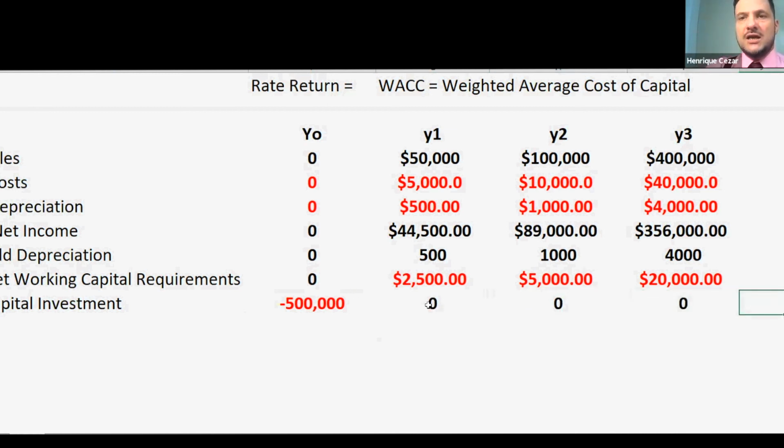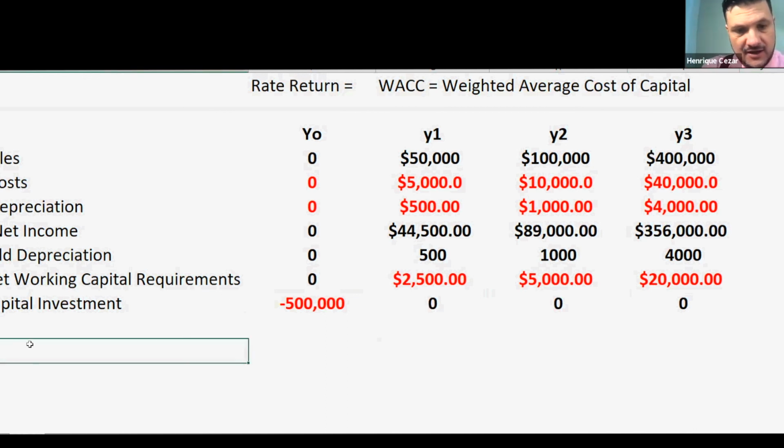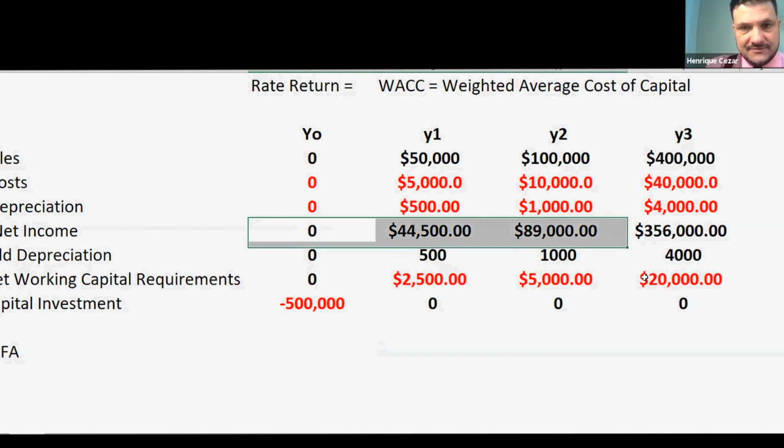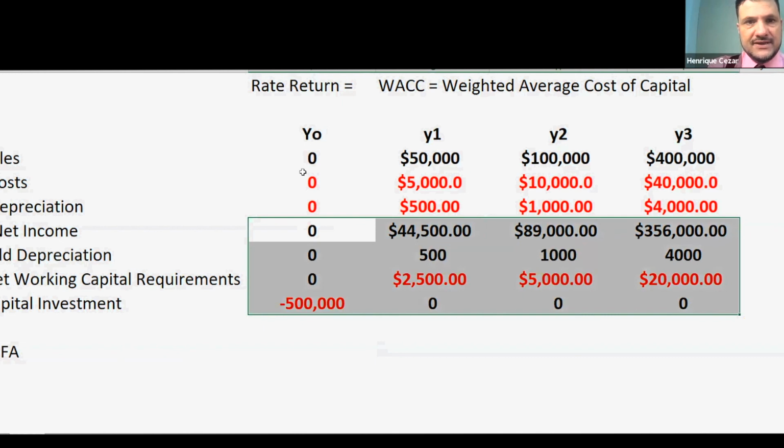We're done. Now let's add those numbers and come up with the cash flows. It's the next line here. We call that cash flow from assets, CFFA. Get the names. The cash flows from assets, you're going to start here in this portion that I'm highlighting for you.